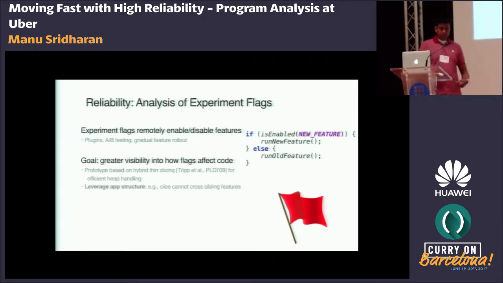Now, when you're dealing with real-world Java code, things like the heap cause slicers to not scale very well. I've been using a technique that we used before for security analysis. We called it hybrid thin slicing to try to deal with the heap more efficiently. And one thing that I'm just starting to look into is how can we leverage that application structure that I showed you before to do a better job here.